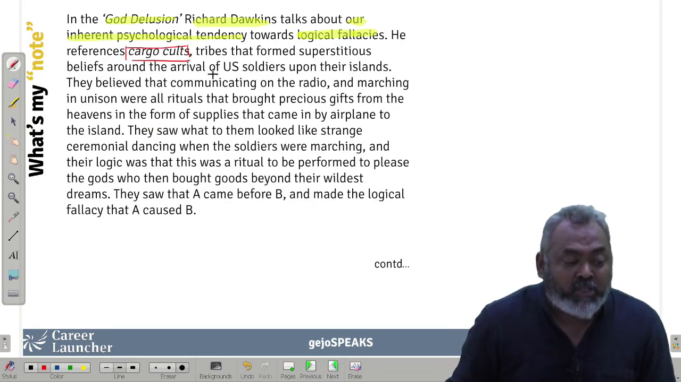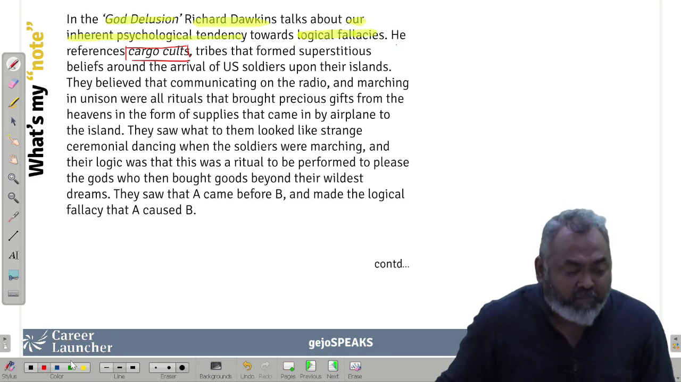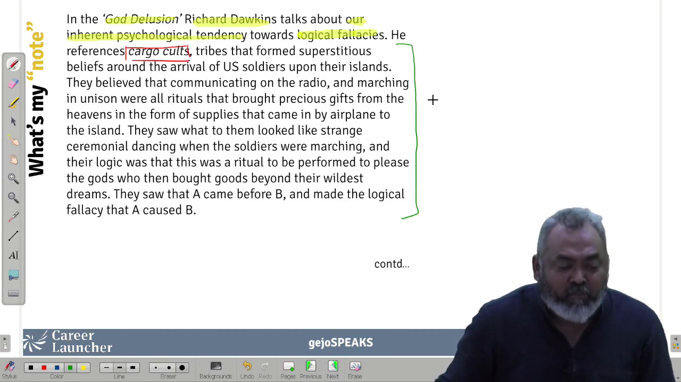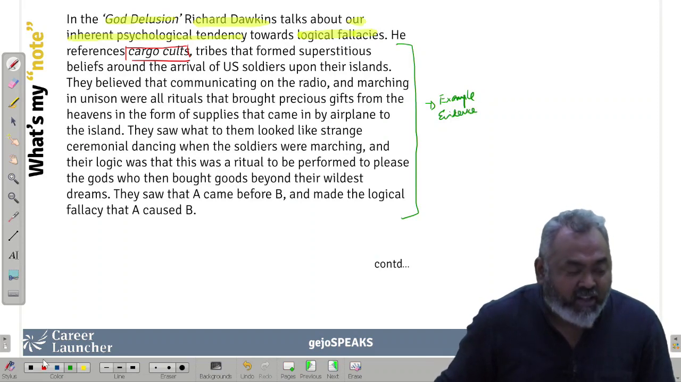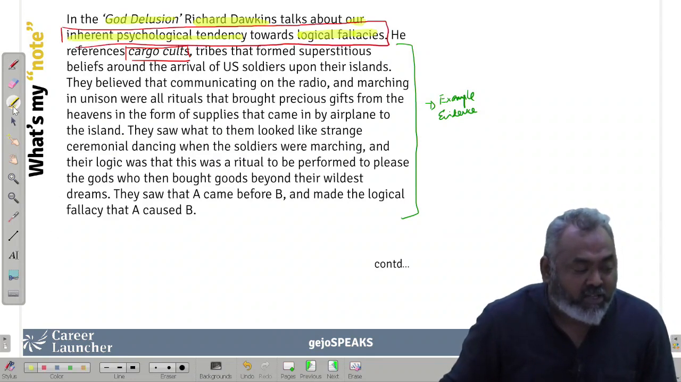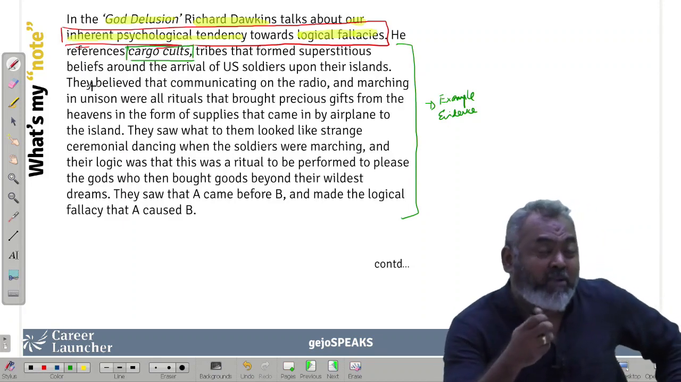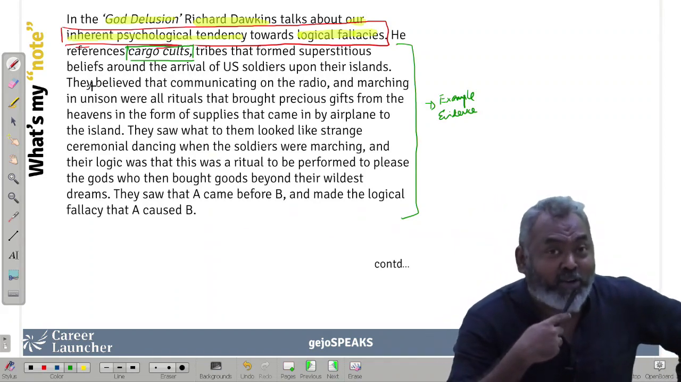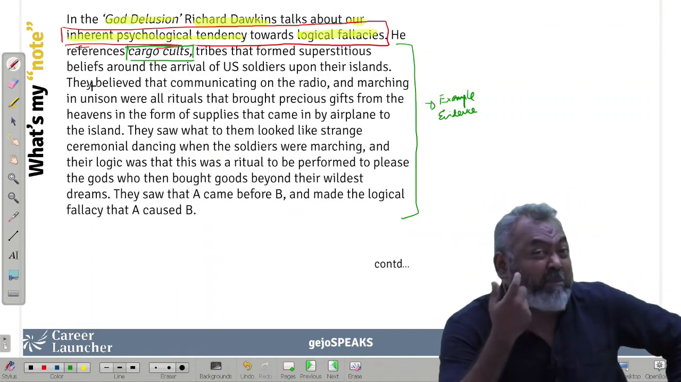Tribes that formed superstitious belief. And this particular part seems to be an example, or let's say evidence, which justifies the claim made here, that we have an inherent psychological tendency towards logical fallacy. Our inherent psychological tendency towards logical fallacy is a claim, and to explain that claim, this example is used, which is cargo cults. The subsequent paragraph may talk about cargo cults, but very unlikely.